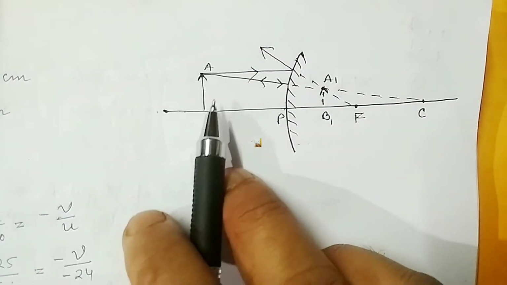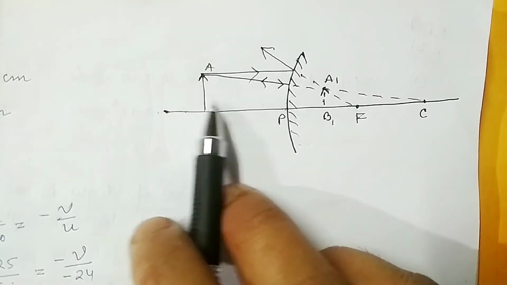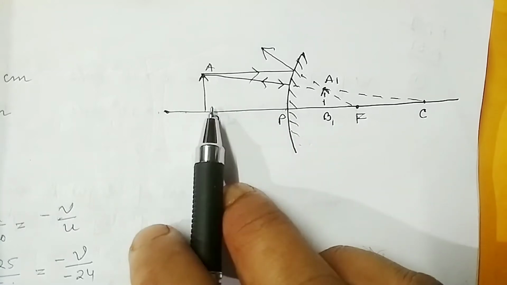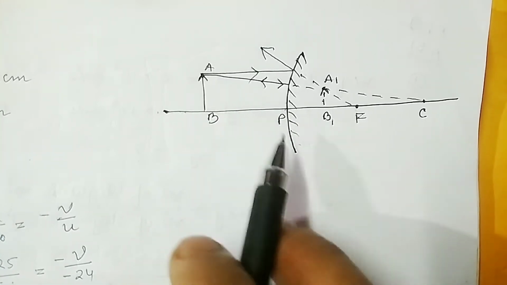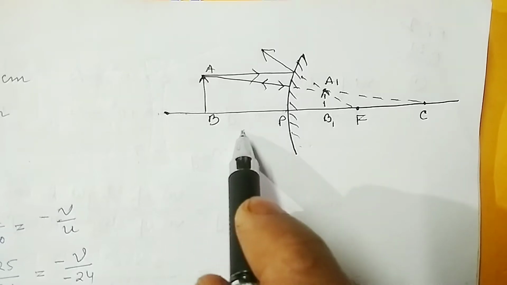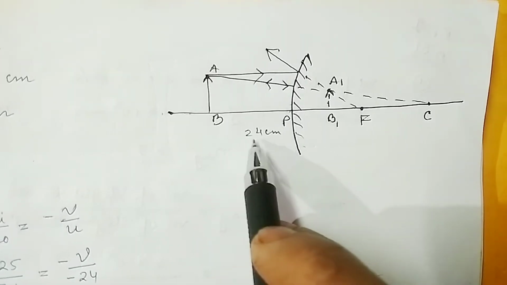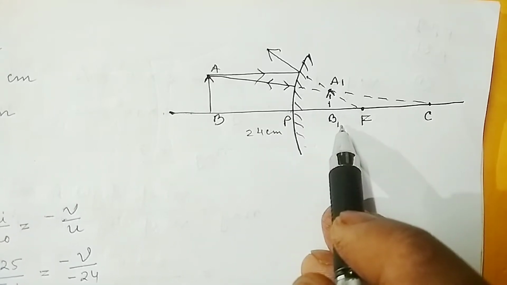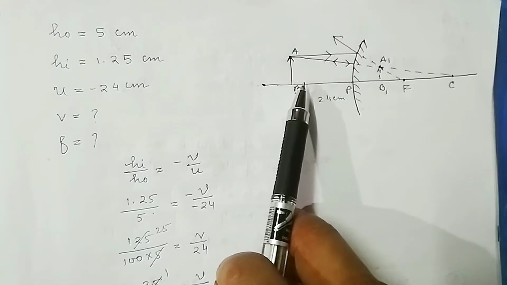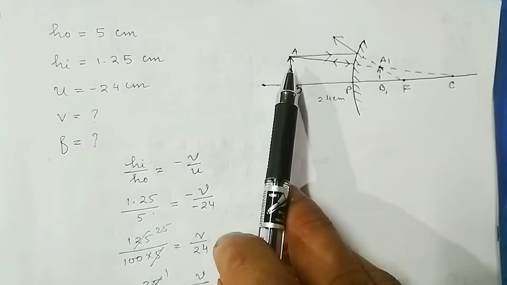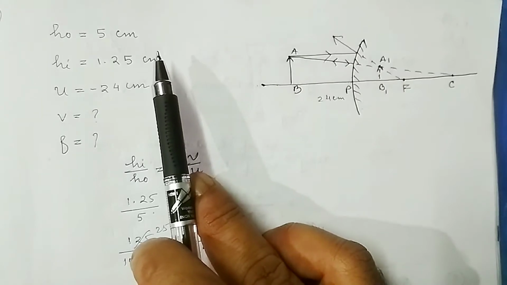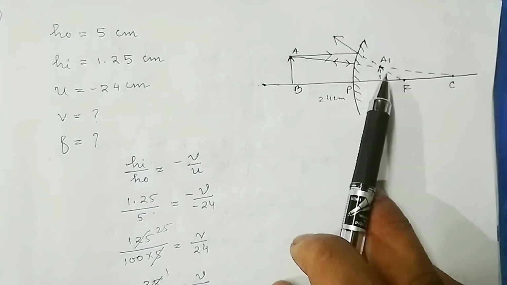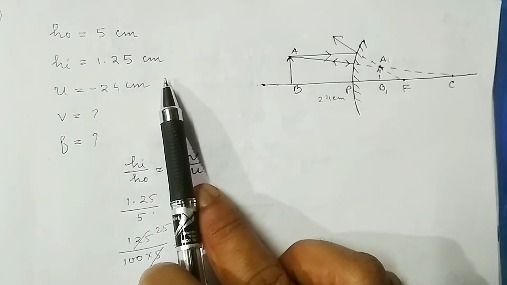Now as given in the question, the object is placed in front of a convex mirror at a distance of 24 centimeter. That means this distance is 24 centimeter. We have to find the distance of the image and the focal length of the convex mirror. Here the height of the object is 5 centimeter, and because it is above the principal axis it will be positive. The image is also above the principal axis, so it also will be positive. It will be 1.25 centimeter.